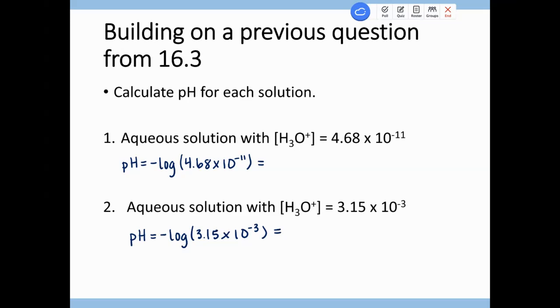Okay, so first solution here, H3O plus concentration is really small, 10 to the negative 11. You take the negative log of that concentration, the pH is 10.3. For the second solution, with a higher concentration of H3O plus, the pH of this solution is 2.5.